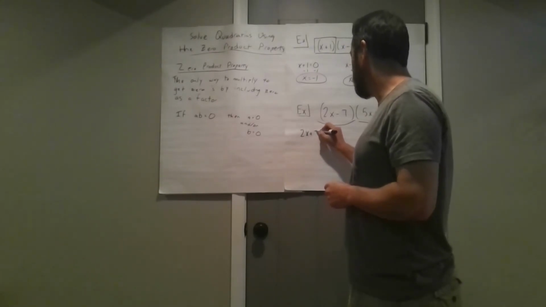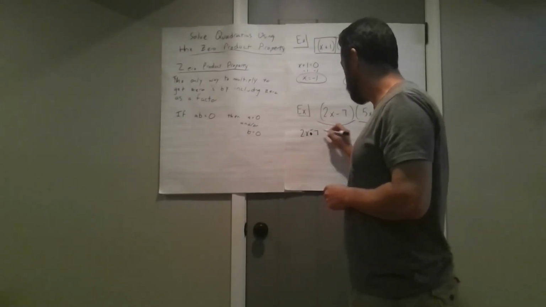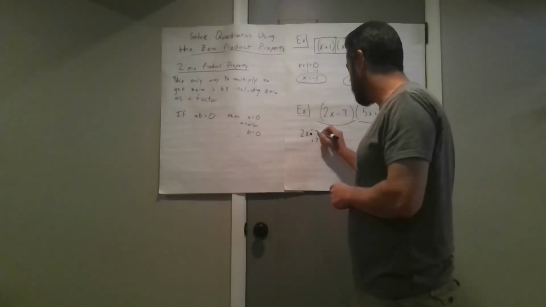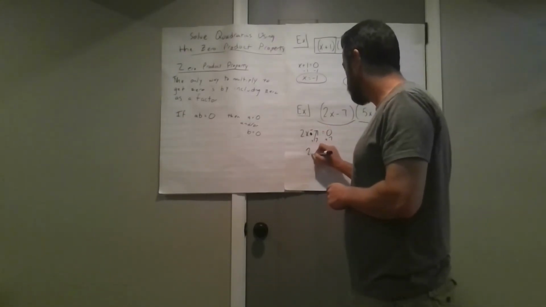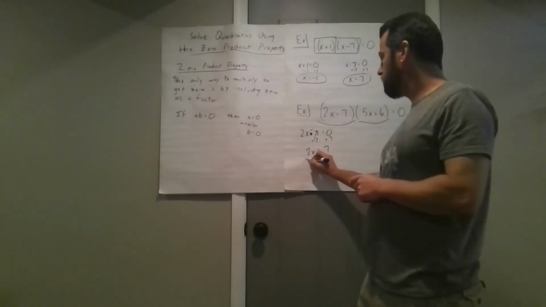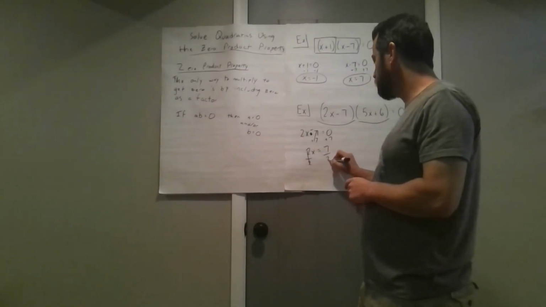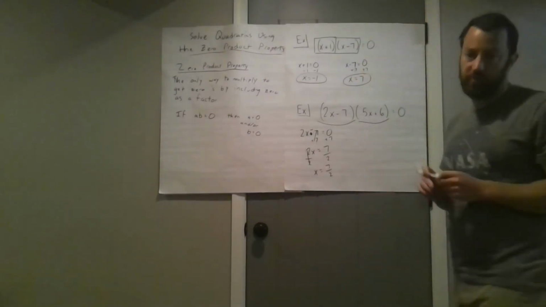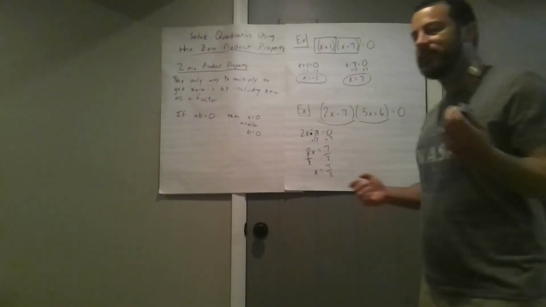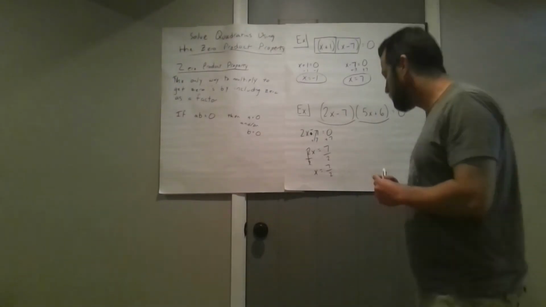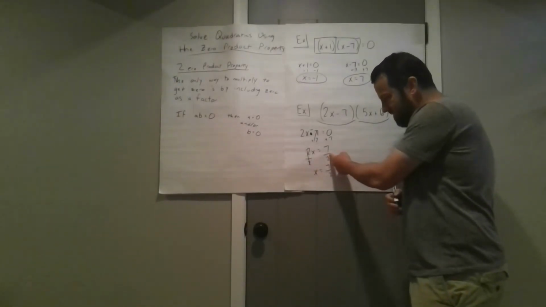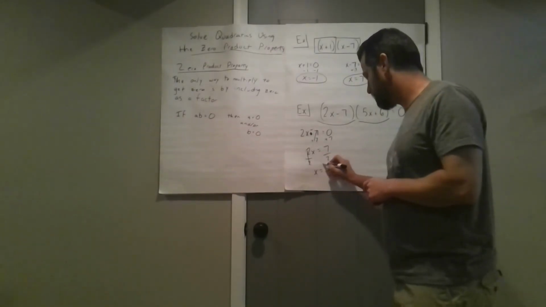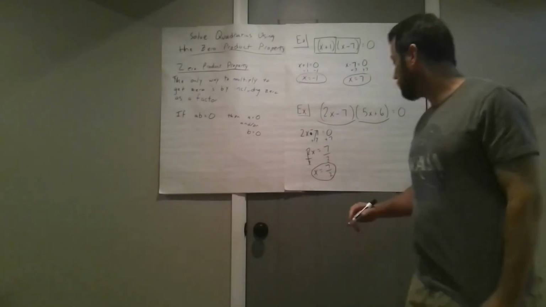So what value of x makes 2x minus 7 equal 0? Well, we add the 7 to both sides. We divide both sides by 2. And I get x equals 7/2. Now some of you would be like, oh, fractions. You know, you can give me a decimal. However, it's already in fraction form. Why do extra work? Keep it as 7/2.